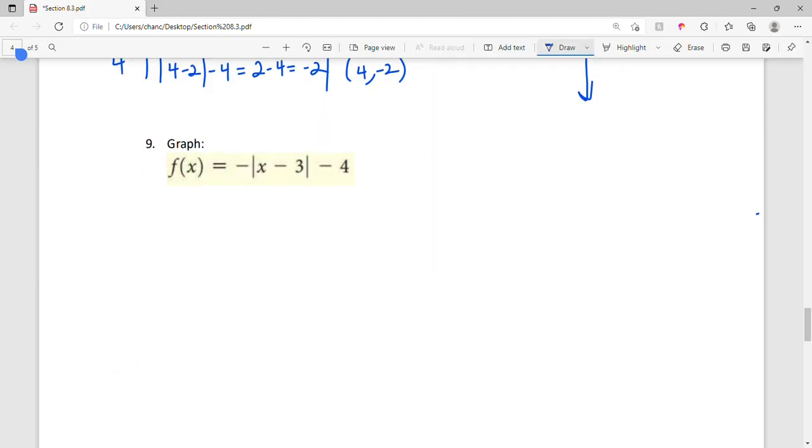In question 9, it's a little bit different. Notice there's a negative in front of the absolute value. What is that negative going to do with our absolute value graph?